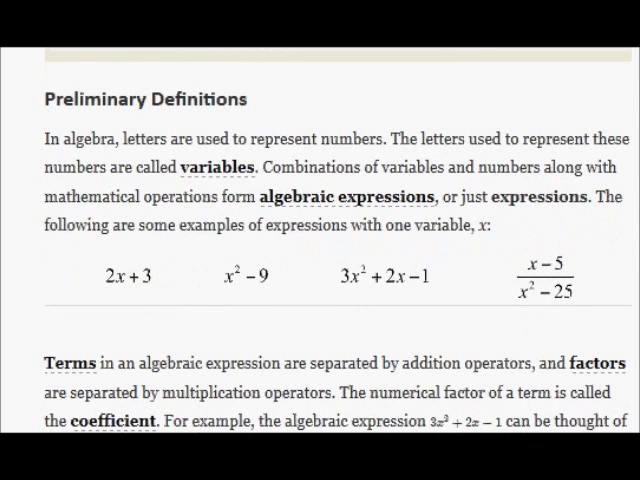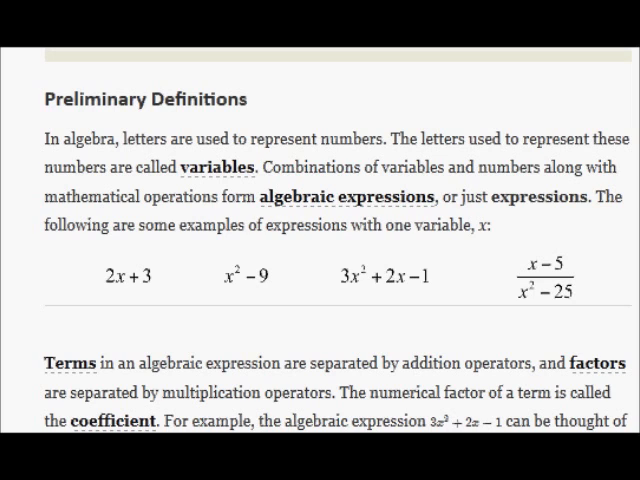Okay, so let's kick it off with some definitions. We use letters to represent numbers, and these letters are called variables. You may have heard of X and Y. X and Y are very commonly used letters representing numbers. Okay? So combinations of variables and numbers along with mathematical operations form algebraic expressions, which you can just refer to as expressions. And the following are some examples of expressions using just one variable, x. Okay, so here we're not using y, we're just talking about x.